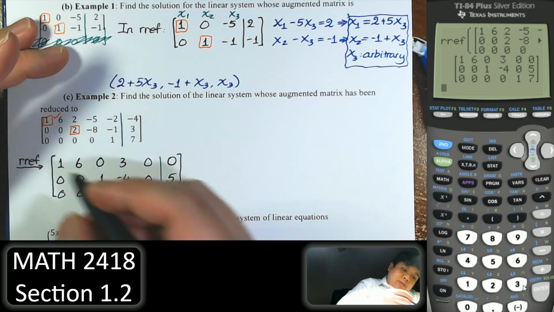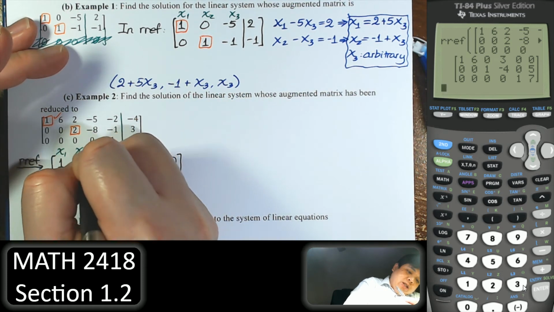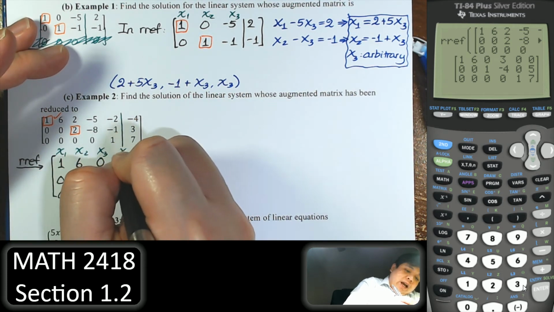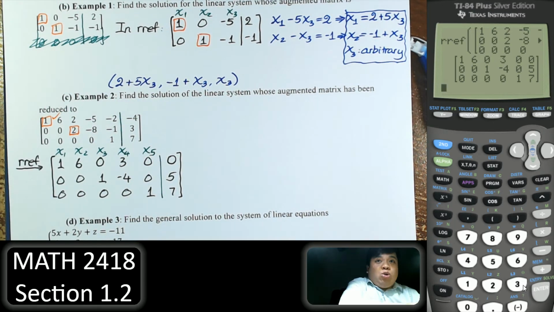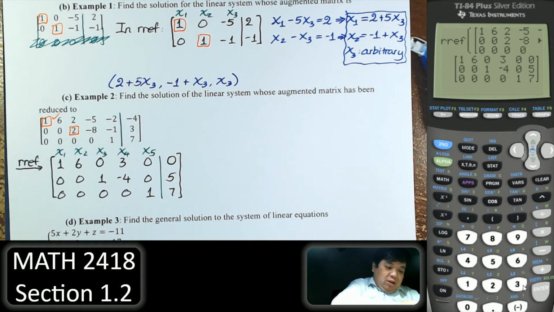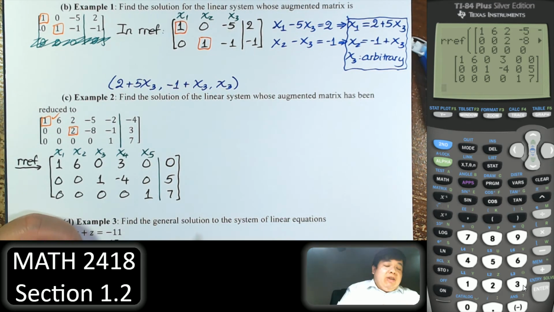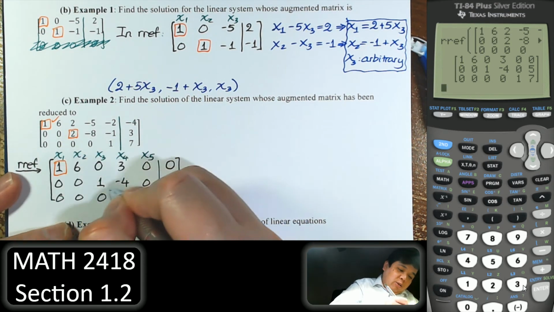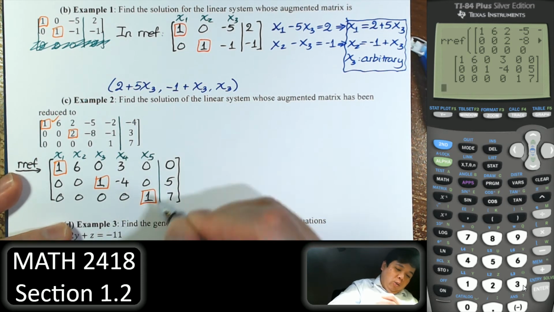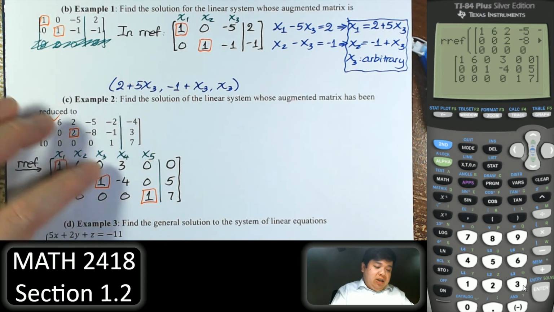Variables x1, x2, x3, x4, and x5. There's a reason we do not use x, y, or z, because we will run out of alphabet if we do that. Just use x1 and so on. Right. So pivots: 1, 1, and 1. Basic, basic, basic, free, free.